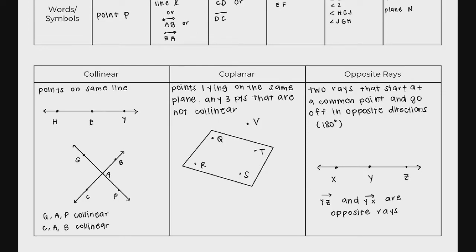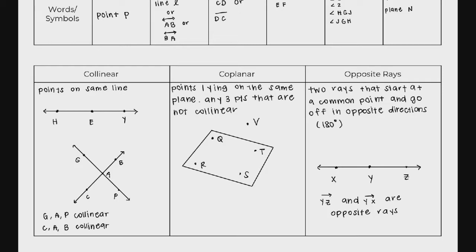Next, we're going to talk about collinear. Collinear means points on the same line. So in the example here, we have points H, E, and Y all on one line. All of those are collinear. And you can pick any 2 points on that line to name the line. So we can call it line HE, EY, HY, etc.